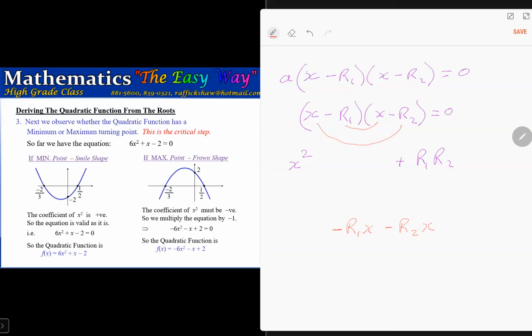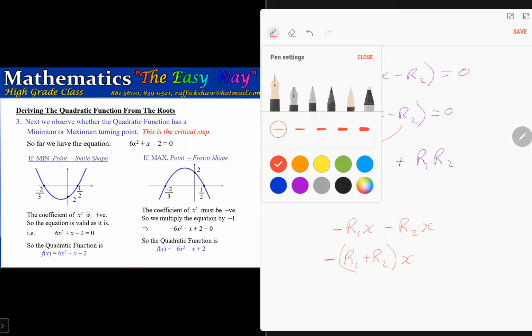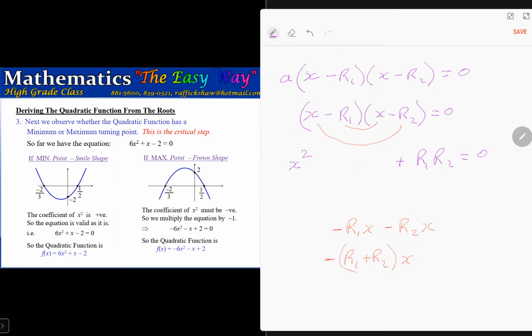Now, if I factorize the minus x out of these two terms, I'm going to get minus r1 plus r2 times x, plus r1 times r2, and I'm going to put the equals 0 up here for the equation. So this will be my middle term, minus r1 plus r2 times x, based on the fact that the middle term is the far product and the near product. So I'm going to show you it comes out to something simple. So the equation would become minus r1 plus r2 times x.